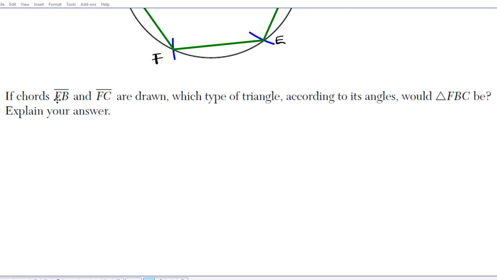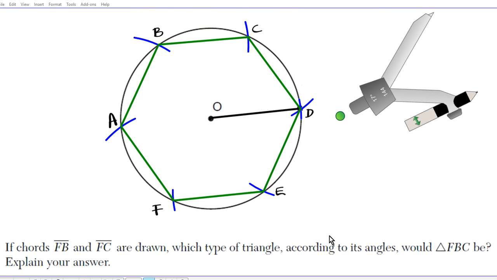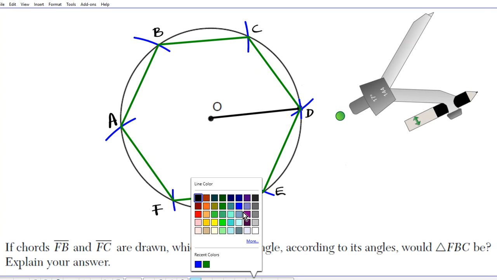Alright, let's look at the second part. It says, if chords FB and FC are drawn, which type of triangle, according to its angles, would triangle FBC be? Explain your answer. Okay, so let's go ahead and give ourselves a visual so we know exactly what the question is talking about. So triangle FBC is created by drawing chords FB. So we connect these two. Let me make it purple.